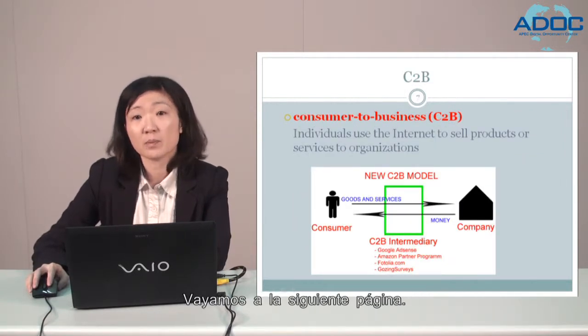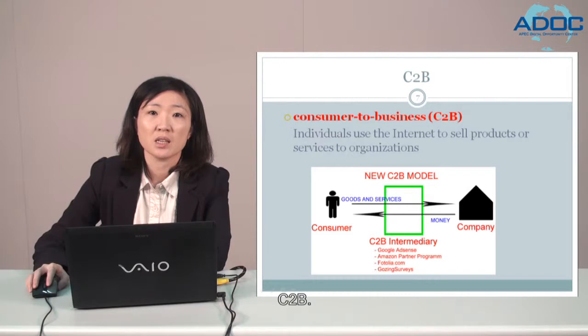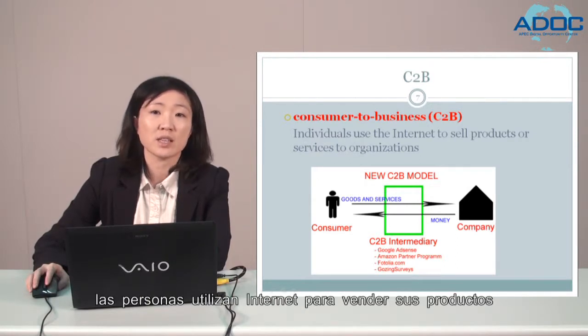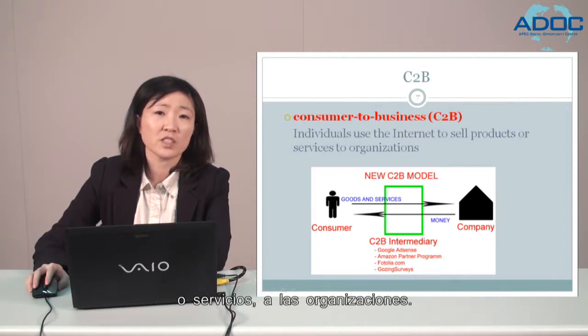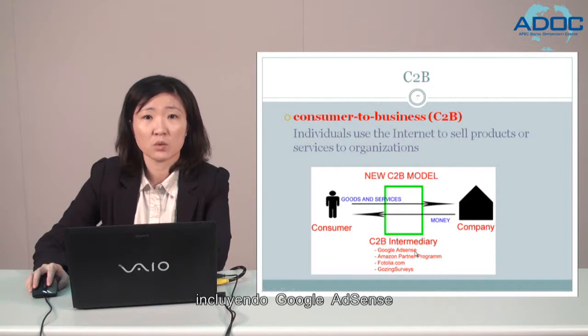Let's go on to the next page. This model is called consumer to business, C2B. In C2B, individuals use the internet to sell products or services to organizations. From this picture, we can see there are many new C2B models, including Google AdSense, Amazon Partner Programs.